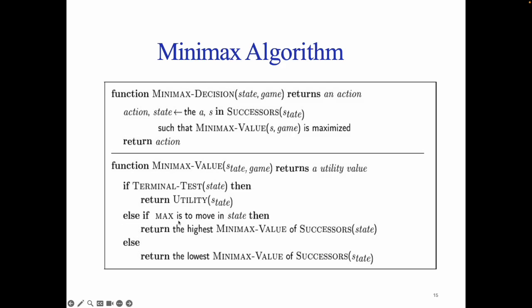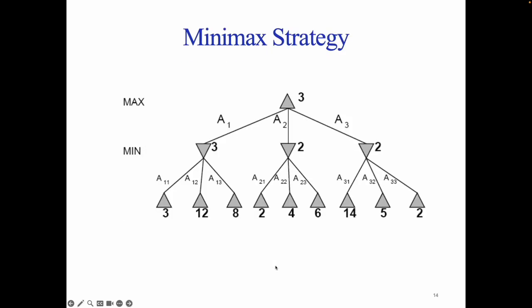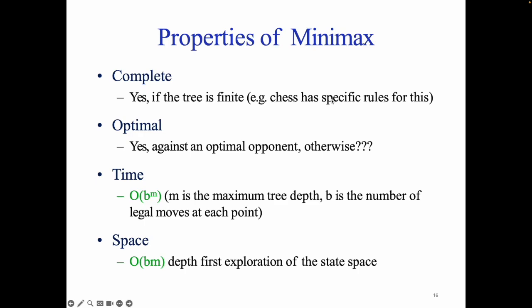And then if the next state is not terminal, and if it is max's move, then we want the highest minimax value, right? But if it is min's turn, then we want the minimum value. So the same way as what we did here. Here, for example, it was min's turn, so we returned the minimum value. Here it was max's turn, so we returned the max value.